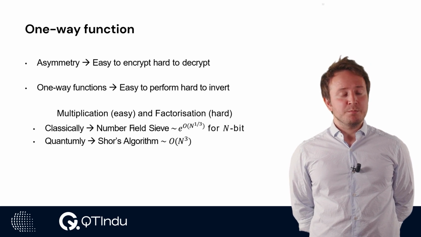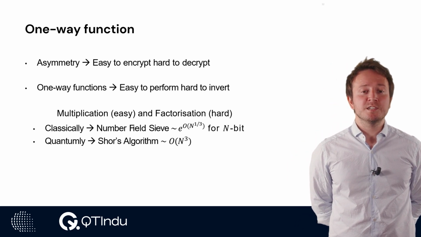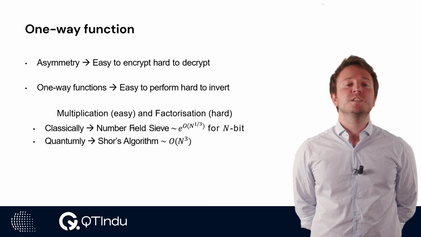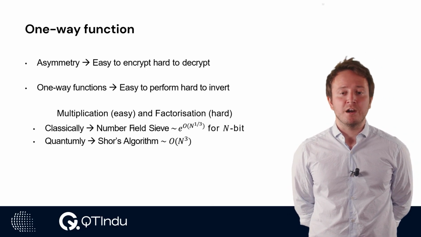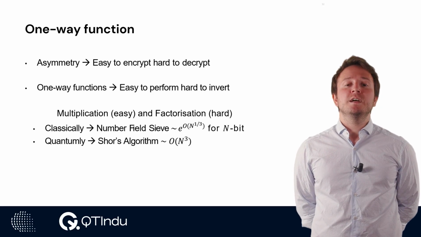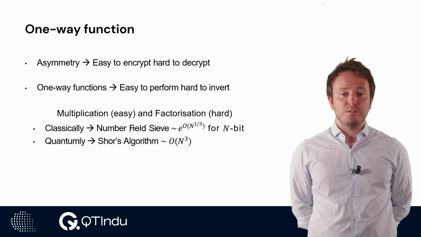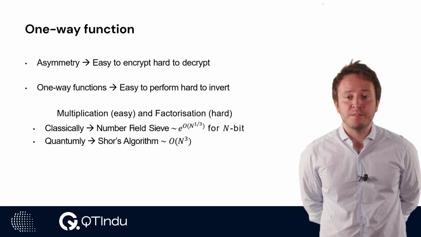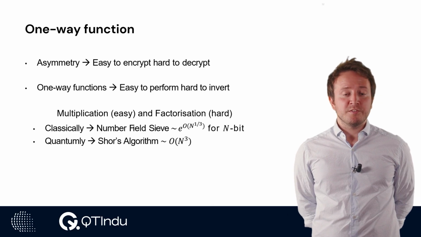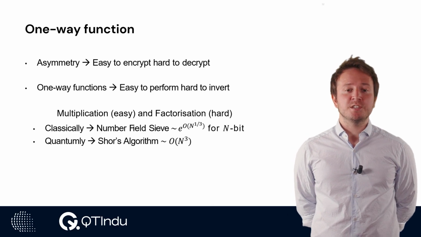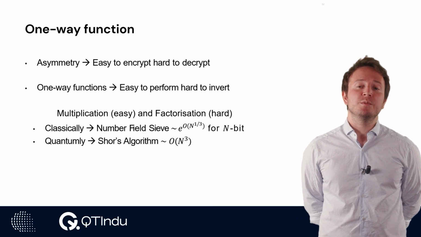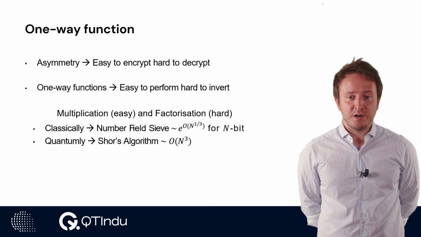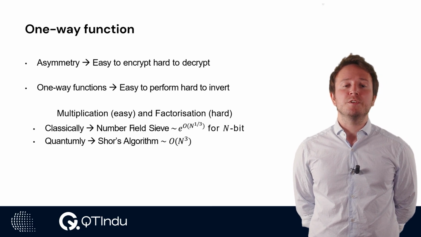hard. This can be seen by the fact that the best known classical algorithm that can factorize a number, that is the number field sieve algorithm, scales roughly as exponential of n to the power 1/3 for an n-bit number. We will see that quantumly there is an algorithm, that is Shor's algorithm, that scales polynomially with the number of bits. In particular, it scales roughly as n to the power 3.